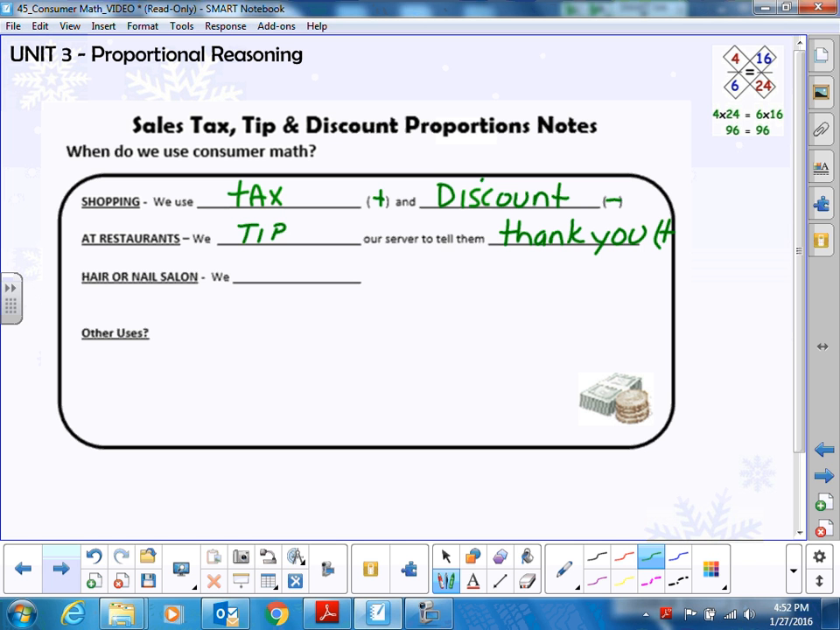And that is an additional cost, so we add that on. Likewise, if you go to a barber shop, a hair place, nail salon, you're also going to tip them. And that is an additional cost. So I want you to think of some other uses. Take a few minutes of when you spend money, possibly write down some things, and then we'll come back when we talk about this in class next time.